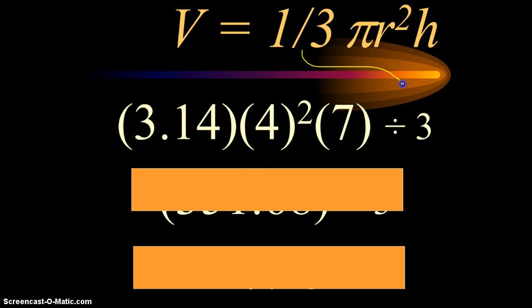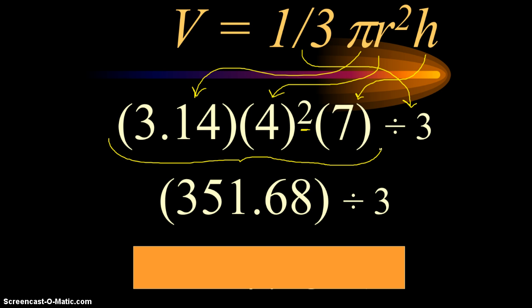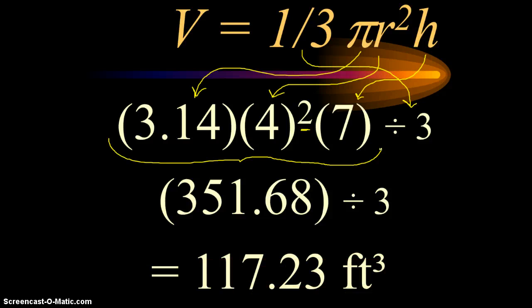The 1/3 is going to come in at the end when we divide by 3. Pi is 3.14. Our radius was 4. Remember, you're going to square it. And then the height they gave us was 7. So please grab a calculator. We're going to multiply our products, 3.14 times 4 squared times 7. You should have gotten a product of 351 and 68/100. We'll take that and divide it by 3. And you get a total volume of 117 and 23/100 cubic feet.